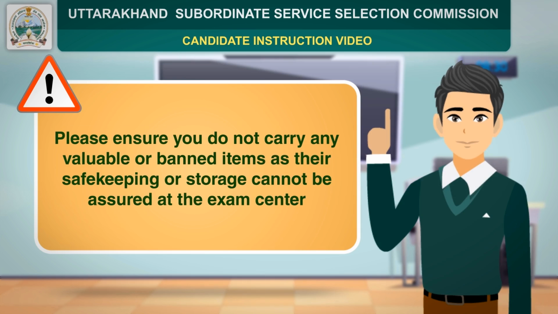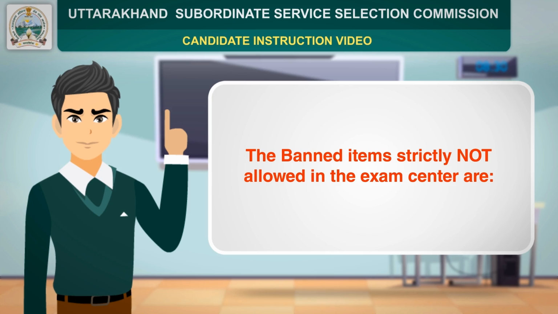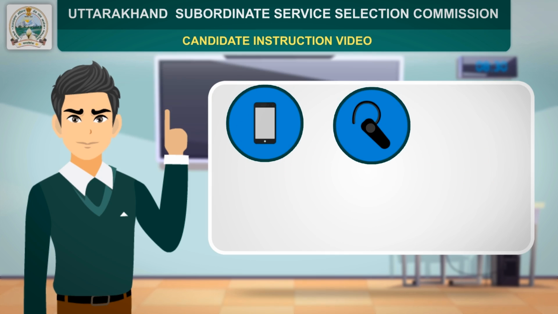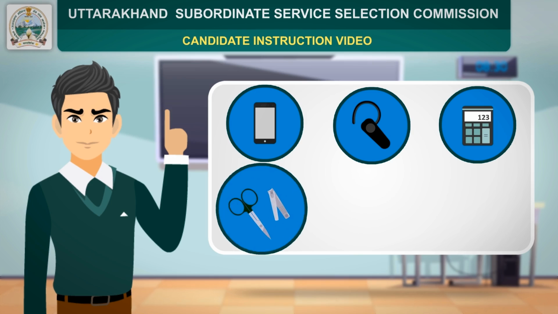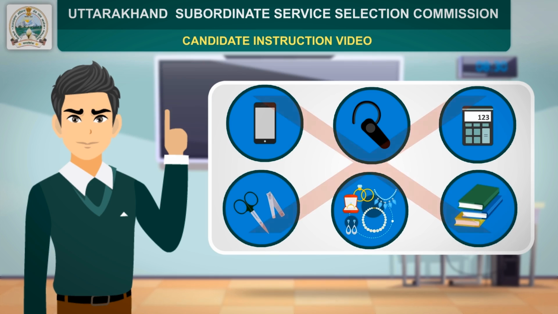Please ensure you do not carry any valuable or banned items as their safekeeping or storage cannot be assured at the exam center. The banned items strictly not allowed in the exam center are mobile phone, Bluetooth device, calculator, unless your exam paper specifically allows this, which you need to check beforehand, any material, sharp object, which may be harmful or threat to others' life, heavy jewelry that may be used to conceal a recording device, books.